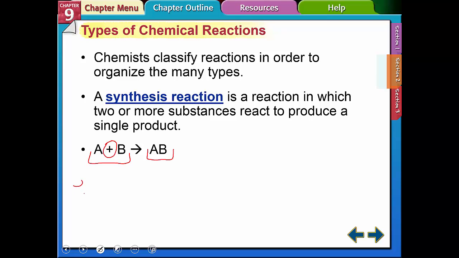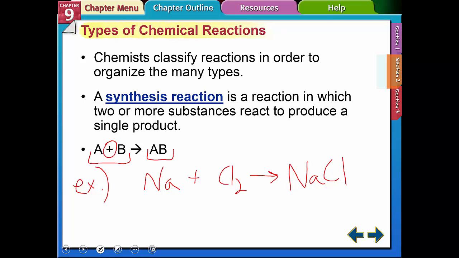So a common example of a synthesis reaction is the combination of sodium and chlorine gas to produce sodium chloride, which is salt. So the giveaway for this synthesis reaction is the fact that there is just one product.